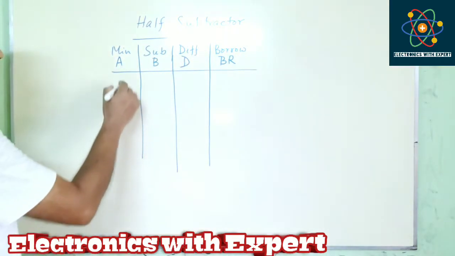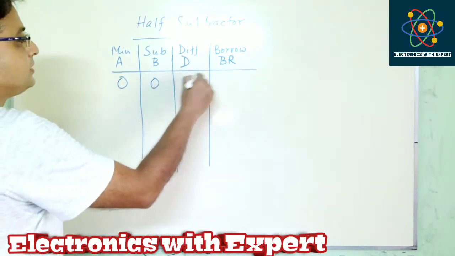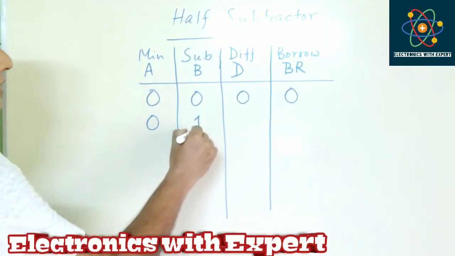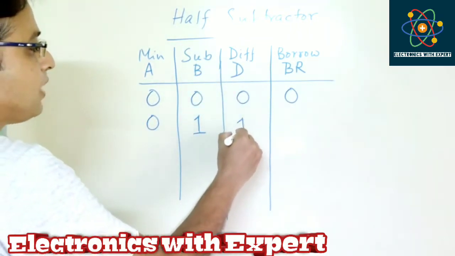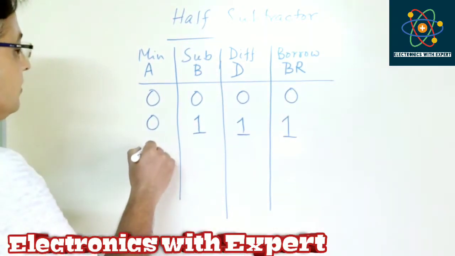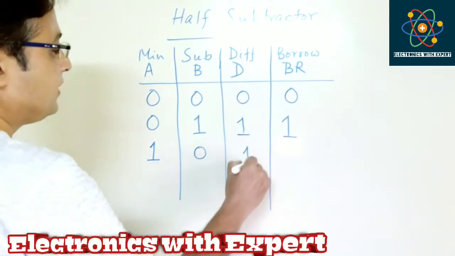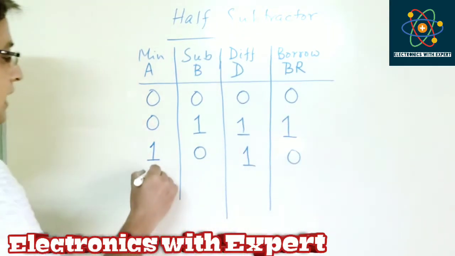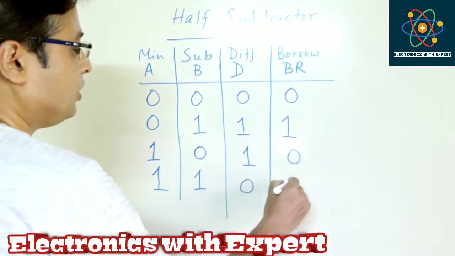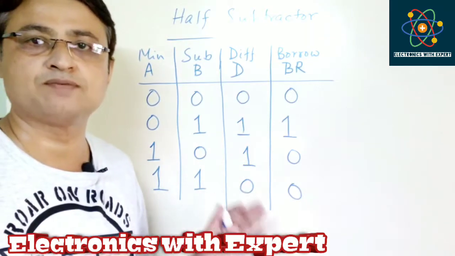Now the truth table looks like this: if A and B, both of them are 0, difference should be 0 and borrow out is also 0. If minuend is 0 but the subtrahend is 1, then difference is 1 and borrow out is also 1. Please note it carefully. Then for A or minuend 1, subtrahend 0, the difference will be 1 and there will be no borrow, and for both of the minuend and subtrahend 1, difference should be 0 and borrow out is also 0. So this is the truth table of a half subtractor.